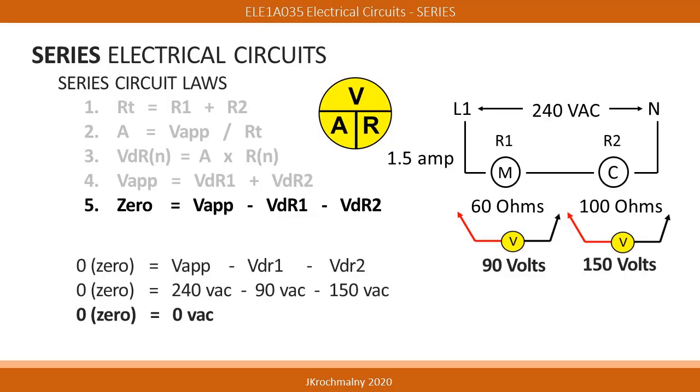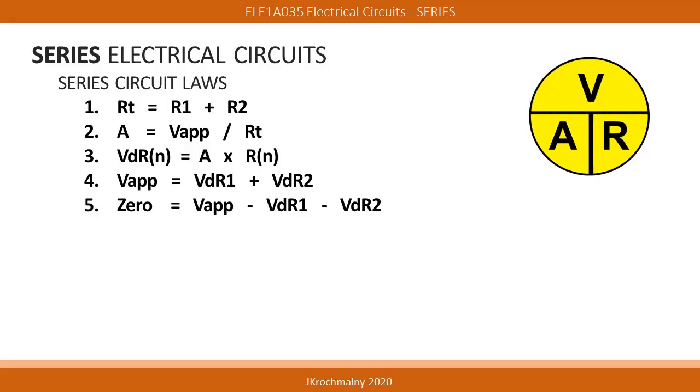The fifth law of series electrical circuits states that the applied voltage minus the sum of each voltage drop across the loads will equal 0. In this example, the 240 volts being applied to the circuit, subtracting the 90 volts across the R1 load and the 150 volts dropped across the R2 load does in fact equal 0. To sum up series electrical circuits, all series circuit properties are found using these 5 laws that are associated with these types of circuits.